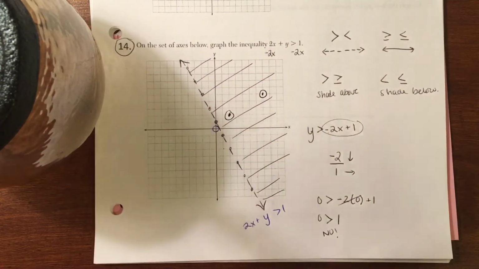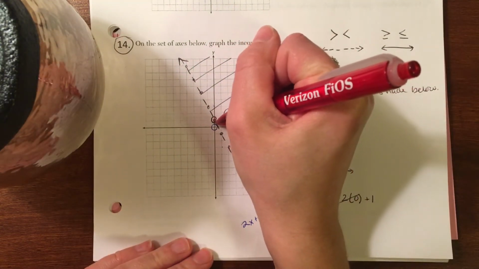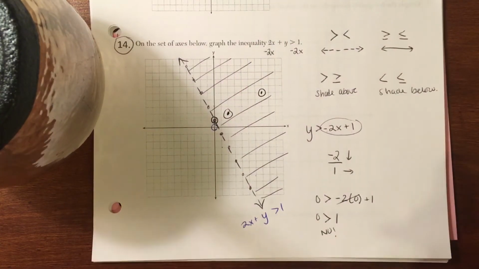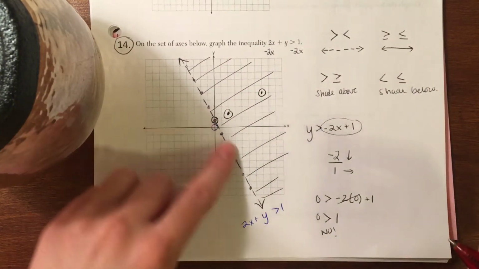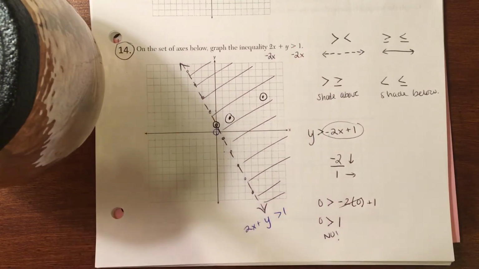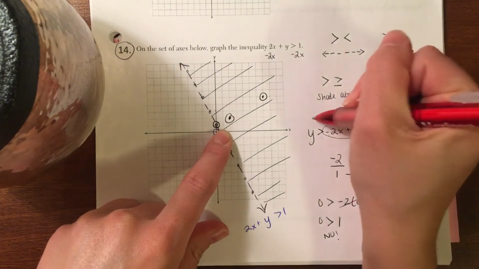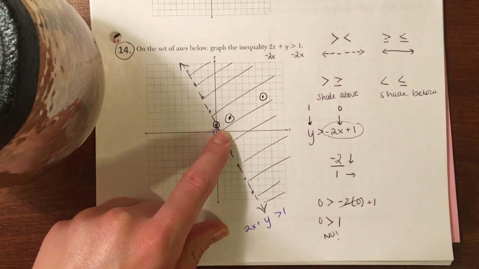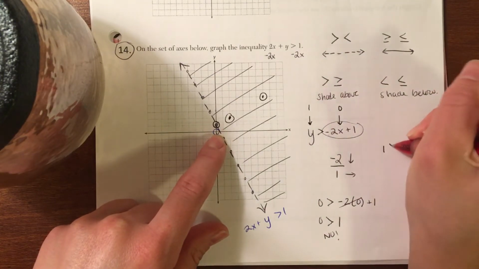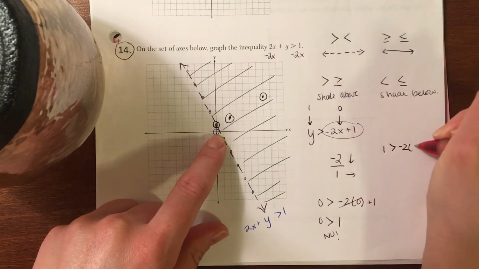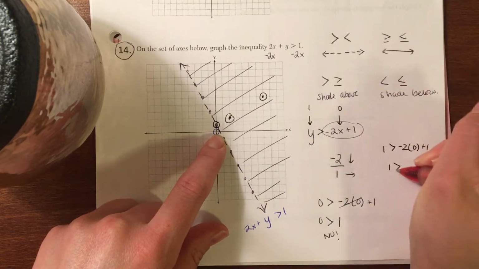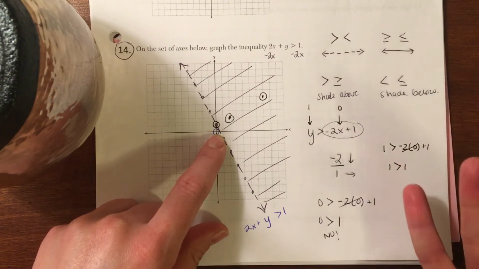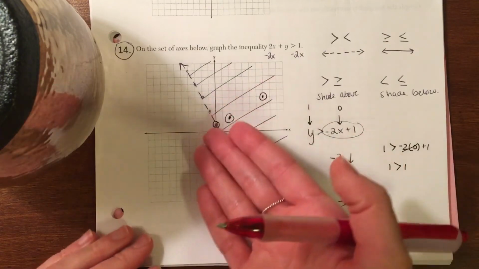If this was a test, they love asking you if a point on the graph is a solution. So they love asking, is the point (0, 1) part of my solution? It's not, okay? The reason is because it's on that dotted line and it's not included in your solution. If I plug the point (0, 1) in, so I'd plug 0 in for x, 1 in for y, you would get: is 1 greater than -2 times 0 plus 1? Is 1 greater than 1? No, it's not. It's equal to 1. So since it's not greater than 1, it's not part of my solution.